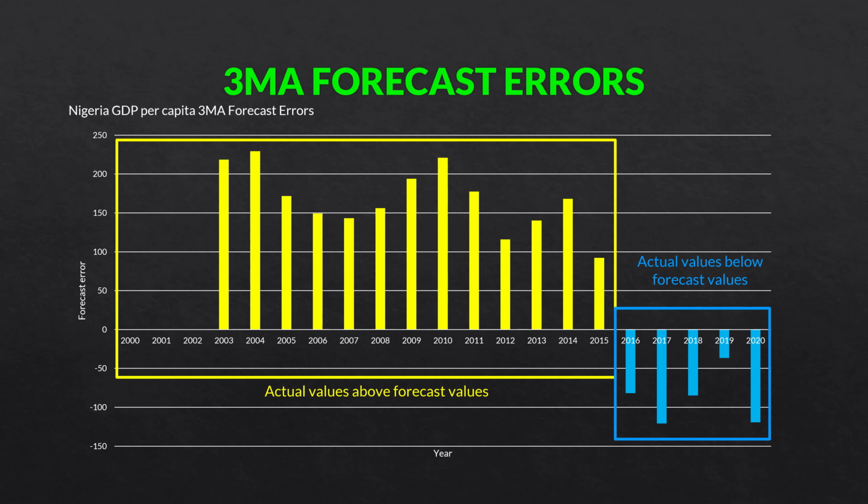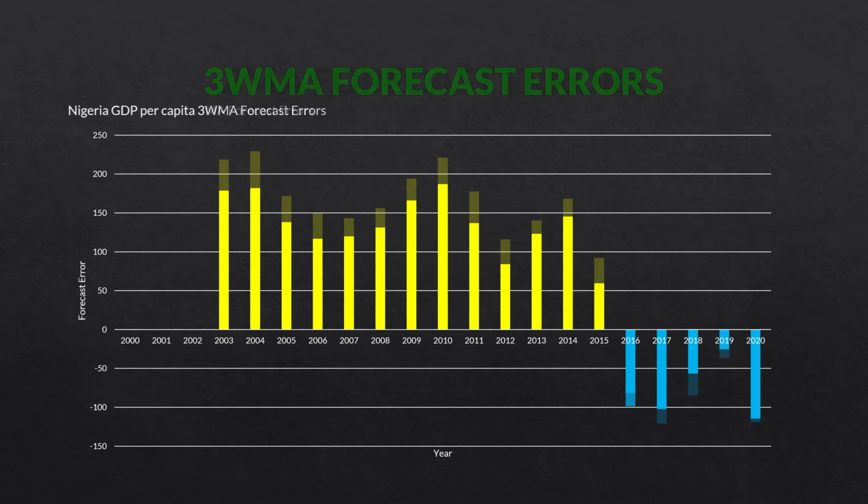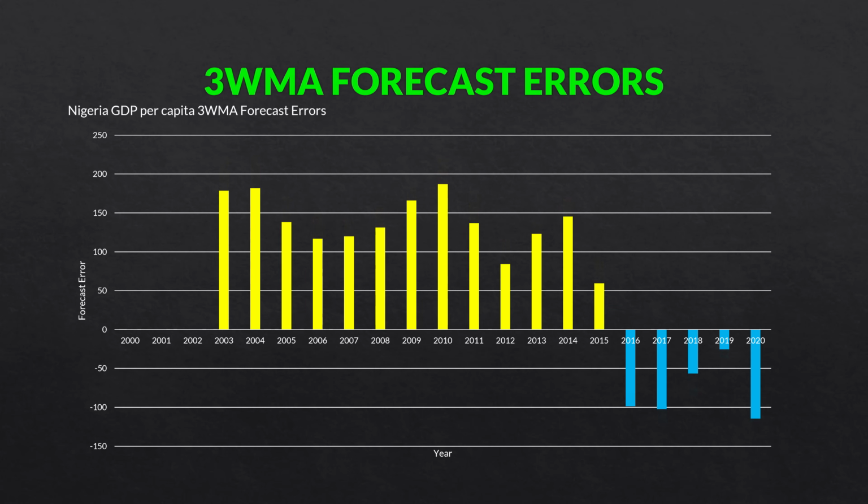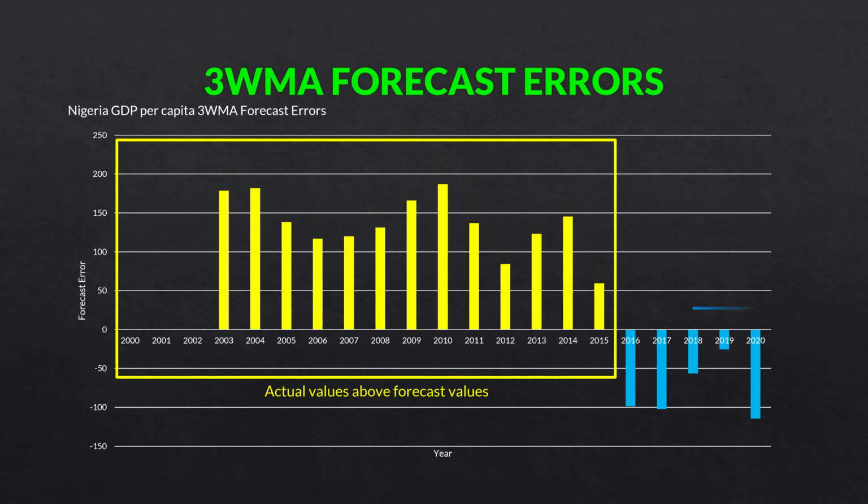Next we have the 3-period weighted moving average forecast errors. Let's see those. Well, you can see that the bars on the left, the yellow bars, got smaller, which is good. And also on the right, the blue bars got smaller, even though they're inverted. So as compared to the 3-period simple moving average, the 3-period weighted moving average was better. Now let's look at the exponential moving average.